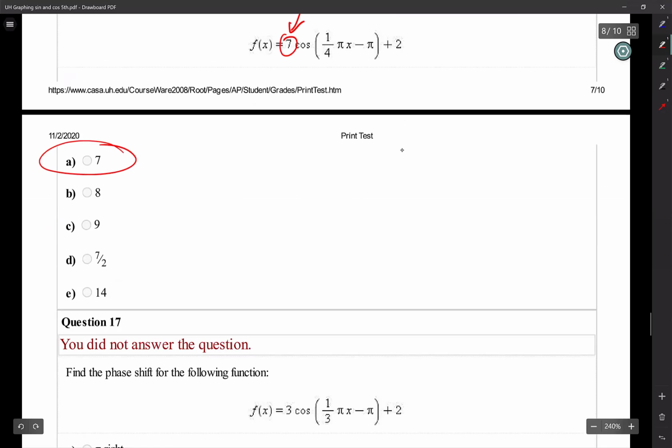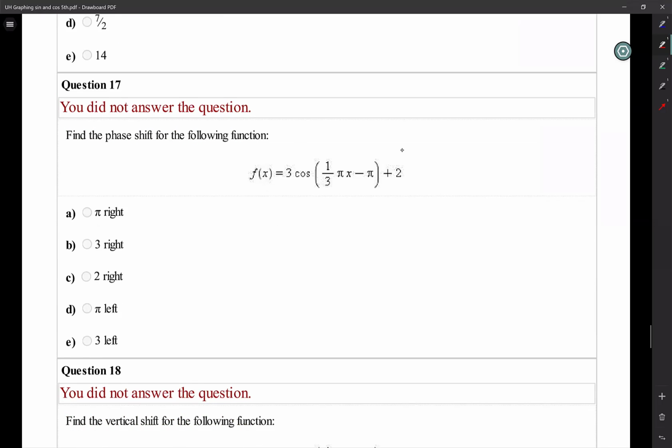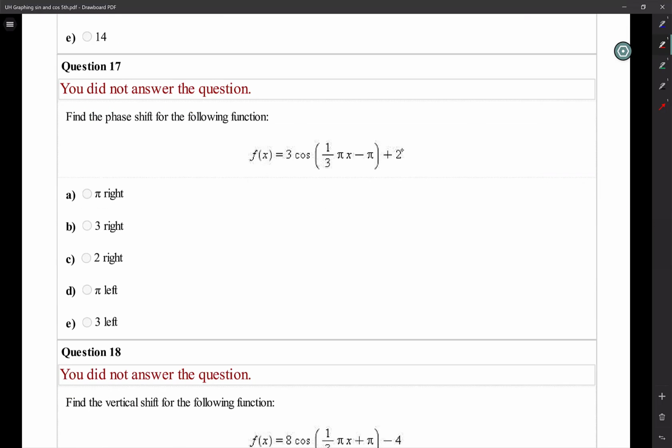All right, this one tricks so many of you all the time. Find the phase shift for the following function. The answer is not pi to the right. If it had parentheses right here like this, that in blue, then it would be pi to the right. It does not have parentheses there, guys.